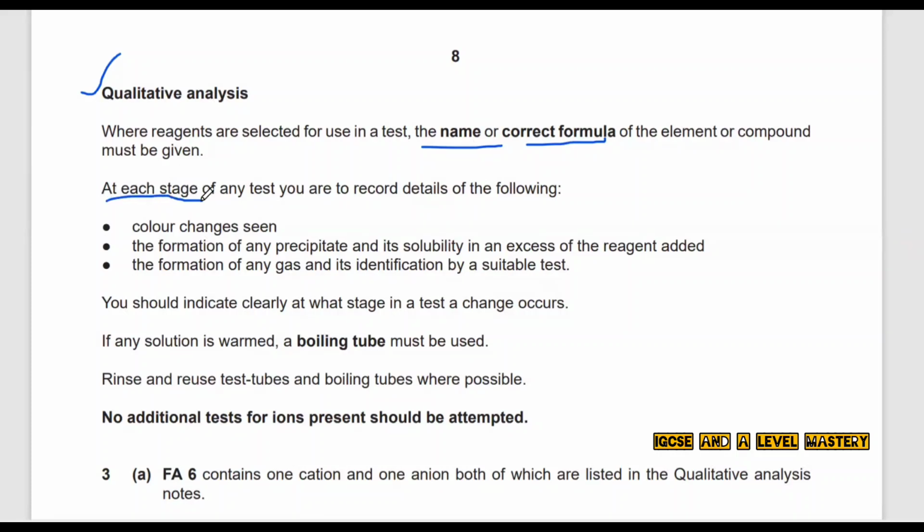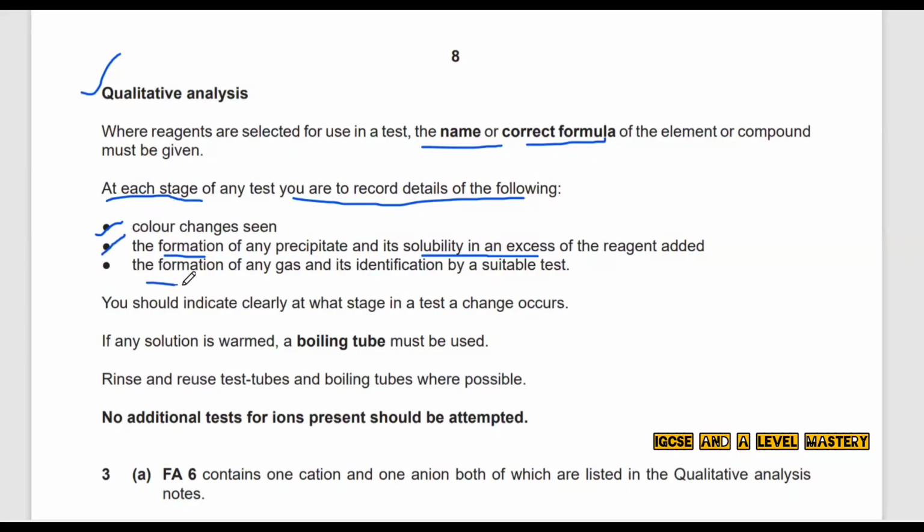And then at each stage of the test, you are to record the details of the following. So what must be recorded? The first thing is the color change. If there is any color change, you will have to write that in your observation. The next one is the formation of precipitate and its solubility in excess reagent. Whenever we are adding reagents, we'll see whether it is forming a precipitate. Precipitate means a solid in a solution. And if we are adding excess of the reagent, if the solid gets dissolved, then we say that the solid is soluble in excess, or else we say that it is insoluble in excess. So we have to perform that test as well.